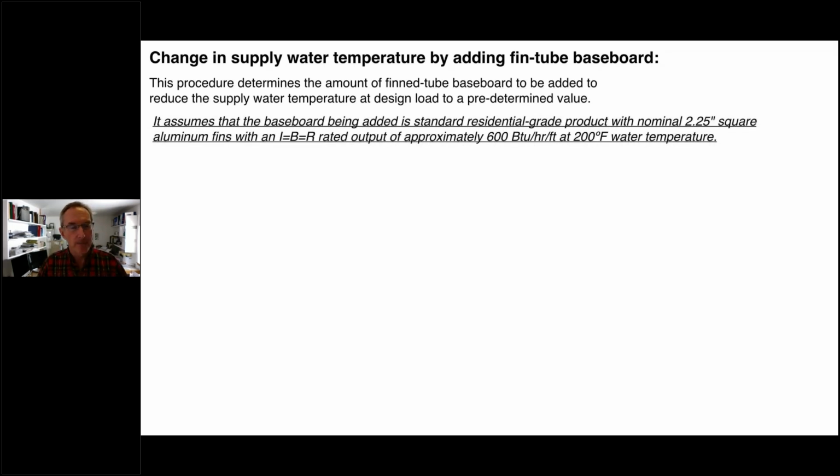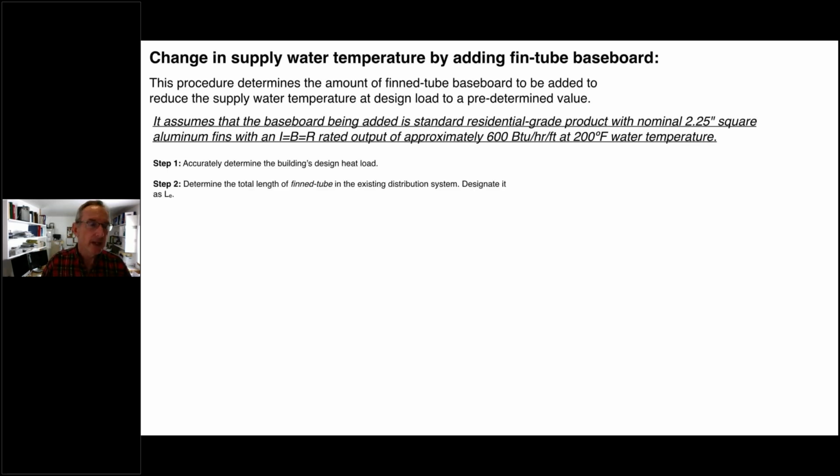Again, it's based on standard residential fin tube, 2 1/4 inch square. If you look up some specs on the baseboard, you'll find what are called IBR ratings. And typically, you're going to get about 600 BTUs per hour per foot at 200 degree water. So here's the steps really quick. You're going to do a heat load calculation to get the building's design heat load. And then you're going to take an inventory. How much existing fin tube is in the system? We're going to call that LE, length existing.